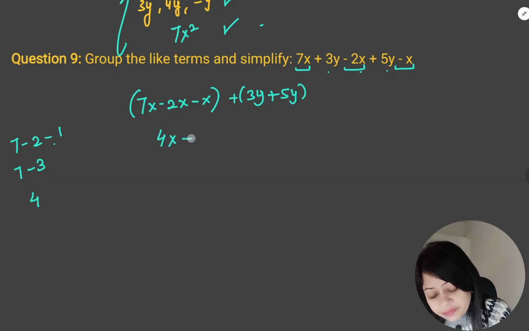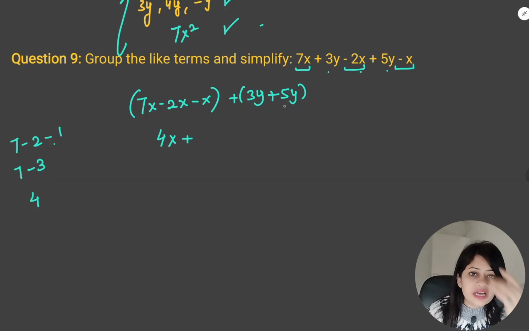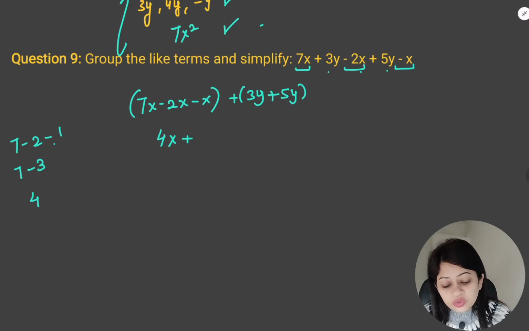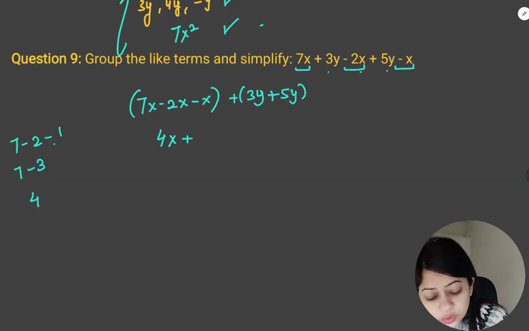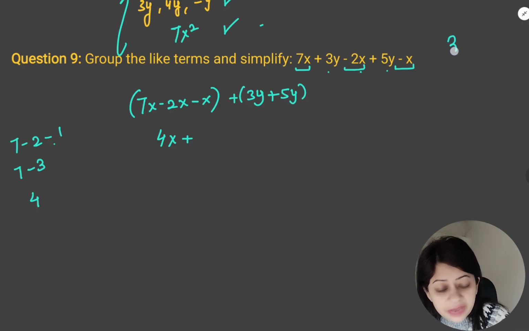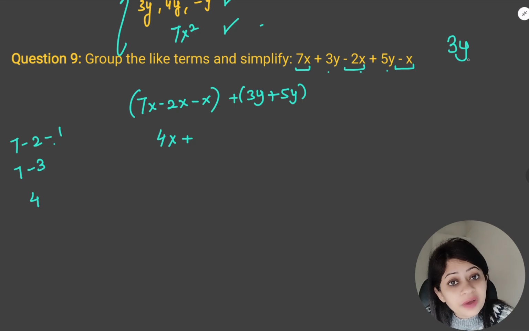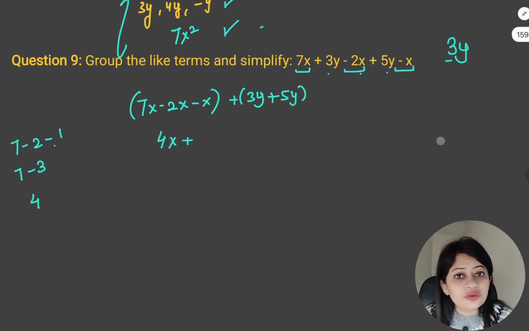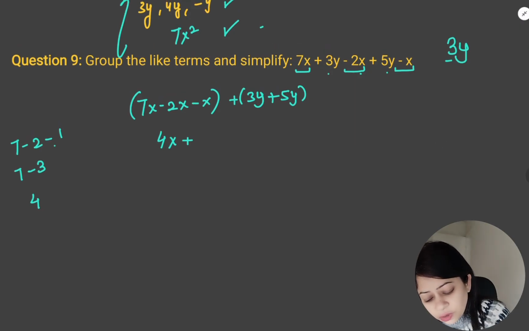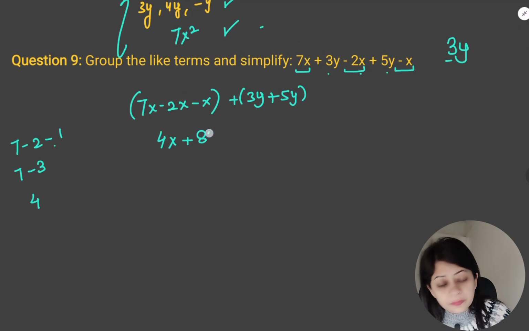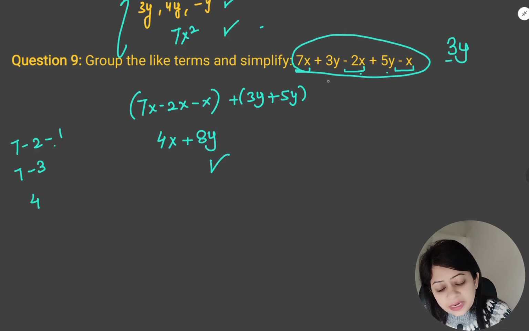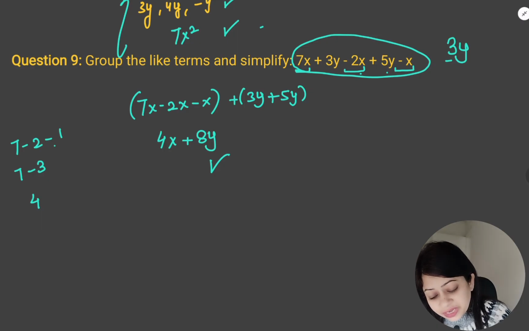Plus, what is 3y plus 5y? Variables are the same, right? y and y. So you just add their coefficients. By the way, I didn't tell you about coefficients. These things are known as coefficients. So I am writing 3y. If I ask you what is the coefficient of y, you will say it is 3. The constant number with any variable is known as its coefficient. So you just add coefficients: 8y. This is the answer. Now you tell me, what is the coefficient of x in this term? You will first add and then tell me the coefficient. So the coefficient of x is 4.